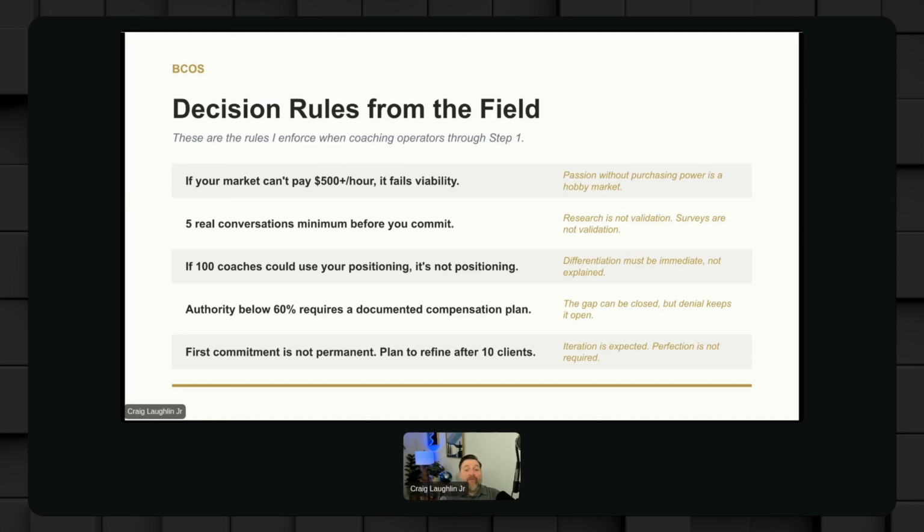Rule 2, 5 real conversations before you commit. Not friends, not family, not other coaches, buyers. This rule exists because it is the single most effective filter in the entire operating system.